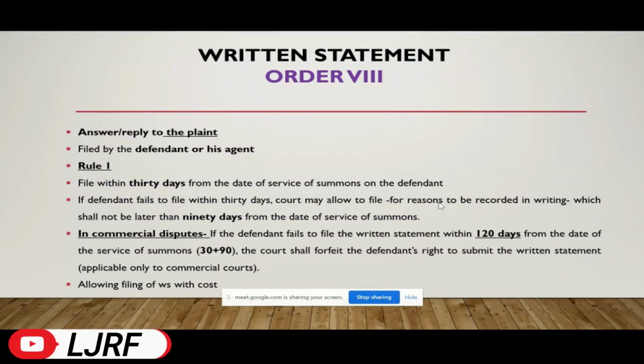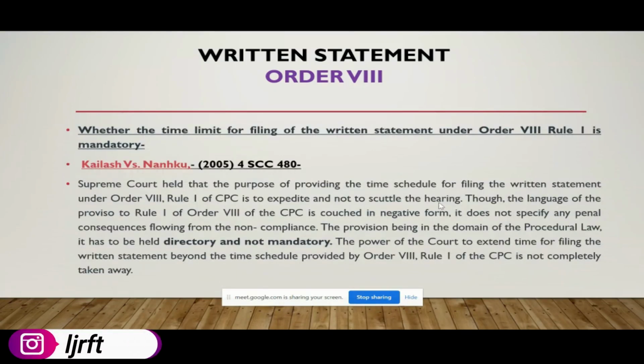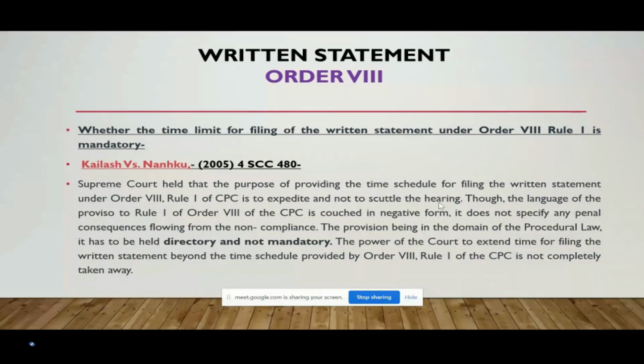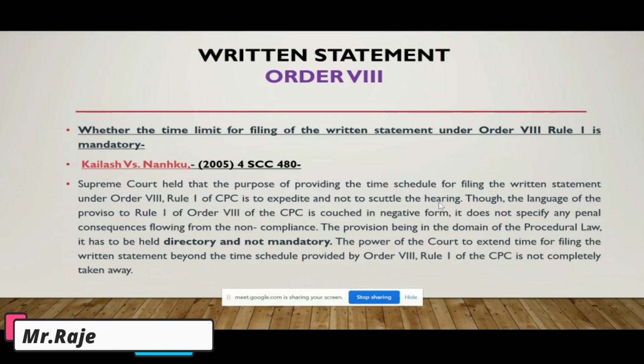So there comes the court's intervention. The Supreme Court has interpreted this particular rule in such a way that the rule stated over here is for the purpose of providing a time schedule. If you don't give a time schedule, it will be open and the procedure prescribed there may go low. So a time schedule has been prescribed.